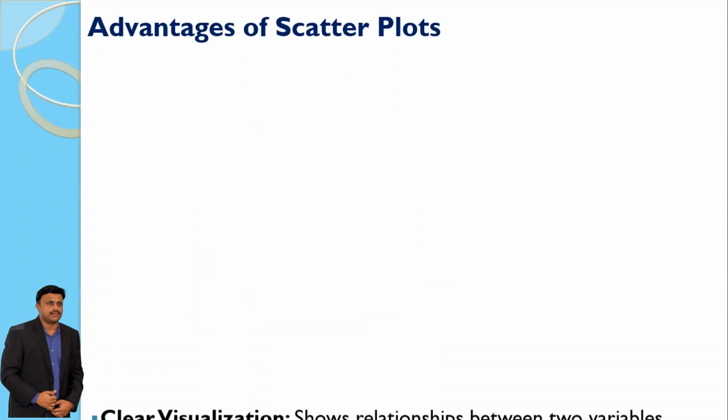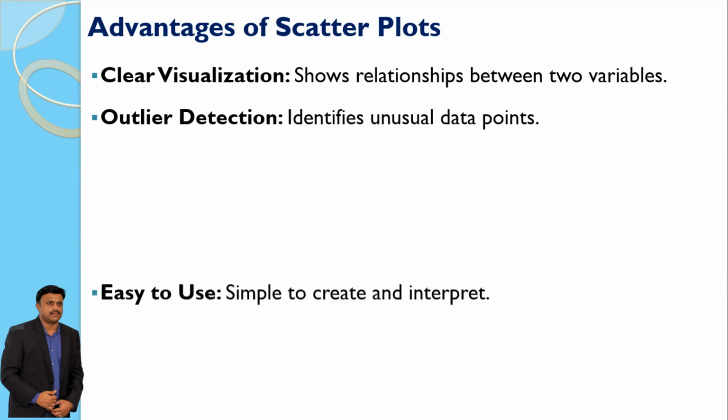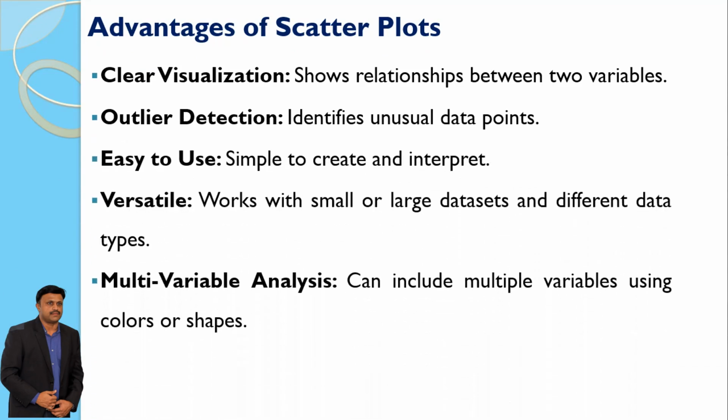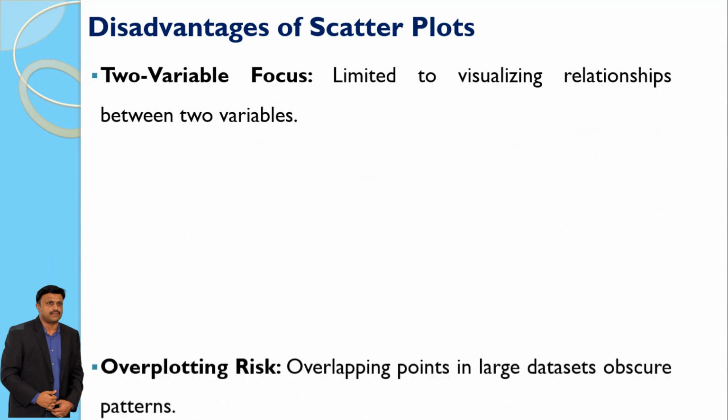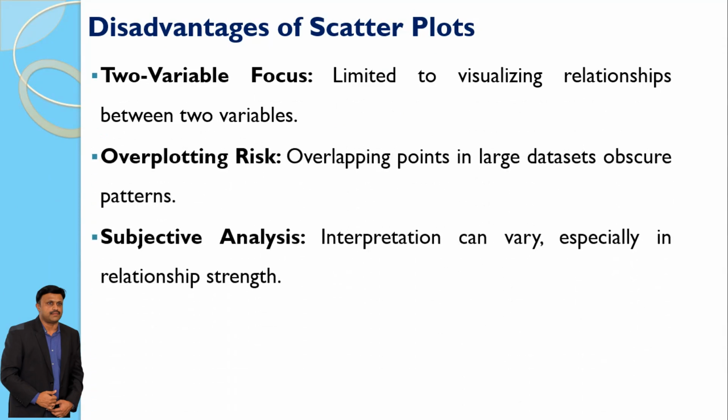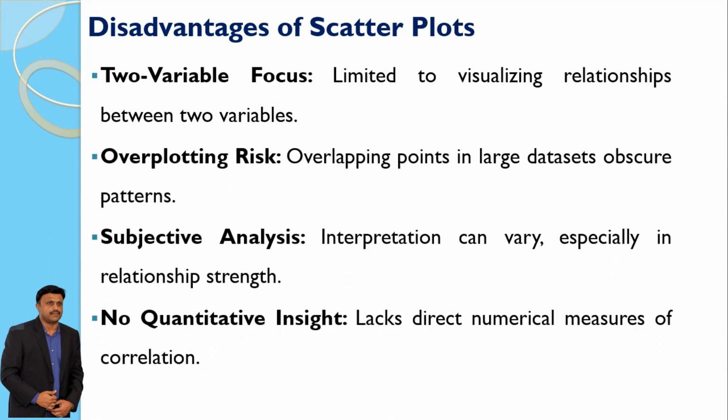Scatter plots offer clear visualization, outlier detection, ease of use, versatility, and the ability to analyze multiple variables. However, scatter plots are limited to two variables, risk overplotting, can be subjective, and lack direct numerical measures of correlation.